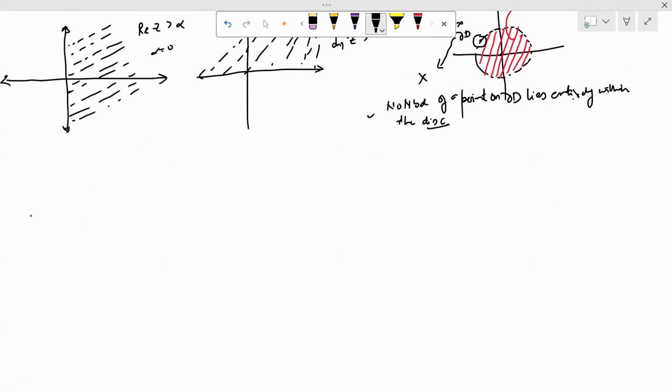So I can write that the set of Z such that modulus of Z less than or equal to 1 is not an open set, rather it is a closed set. And what a closed set is we'll see, but right now understand that a set which is not open is called a closed set. So this is a closed set. This is not an open set.